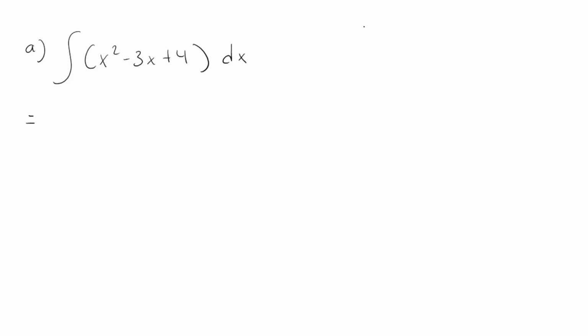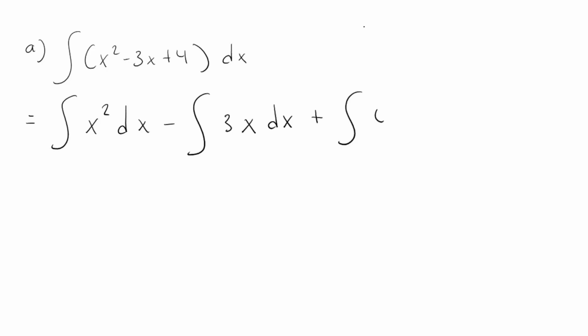So first thing I want to do is actually split this up. So we would be basically integrating x squared dx like so, minus integrating 3x dx plus integrating 4 dx like so. Alright, our next step would be to use our exponent rule. So basically when we're integrating, we have to add 1 to our exponent, right? Like this. So this would be x plus 1, and this would be just plus 1, okay?